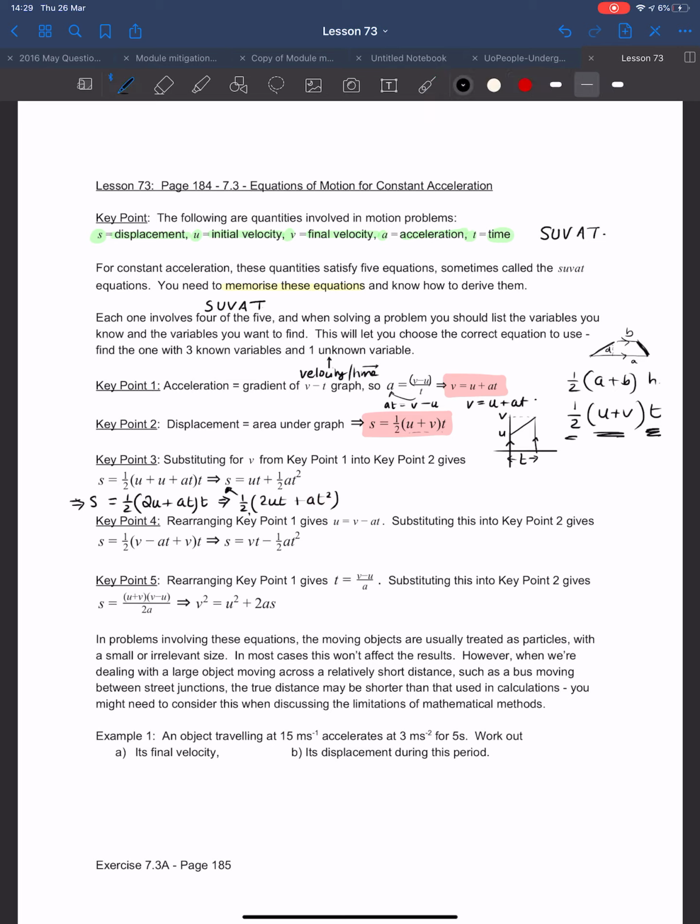Okay, so this one, key point 1, v equals u plus at, hasn't got an s. Key point 2, this one hasn't got an a. Key point 3 hasn't got v because we've substituted it out.